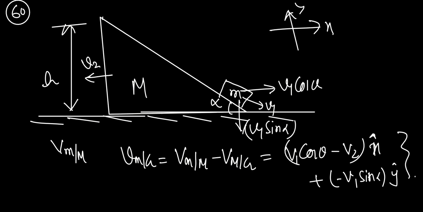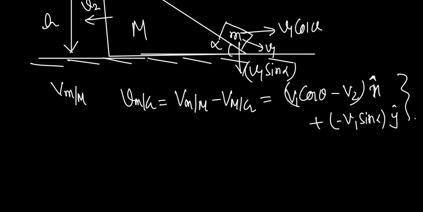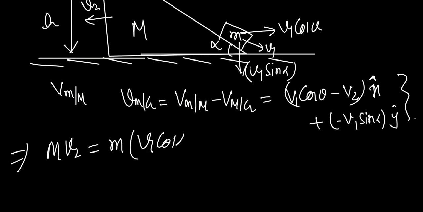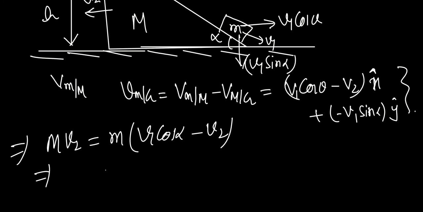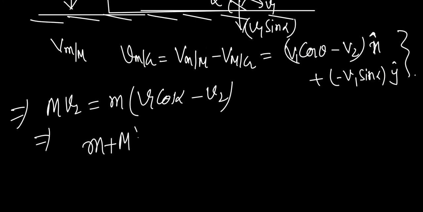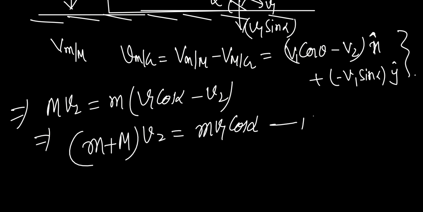Now let's consider the linear momentum conservation in the x direction, because there is no external force in the x direction. So we can say that M into v2 is equal to small m into (v1 cos alpha minus v2). So from here we can say that (m plus M) into v2 is equal to small m v1 into cos alpha. Let me write this as equation 1.